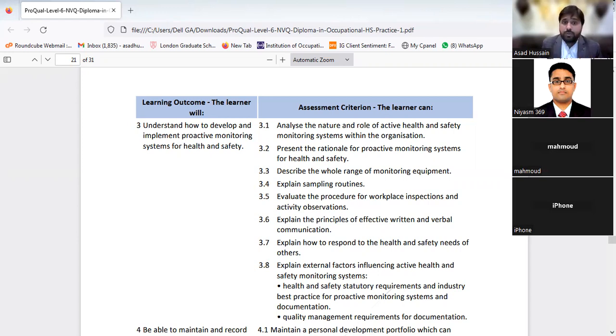Now 3.2 is asking to present the rationale for proactive monitoring systems for health and safety. Basically, it is asking what rationale, or simply what reasons are there for conducting proactive monitoring systems for health and safety. To simplify it for you, it will be: why do we conduct proactive monitoring? Consider moral reasons, legal reasons, and financial reasons. So it is about that.